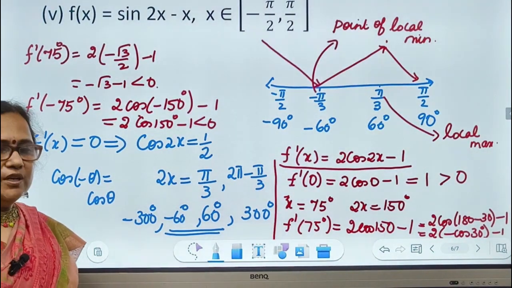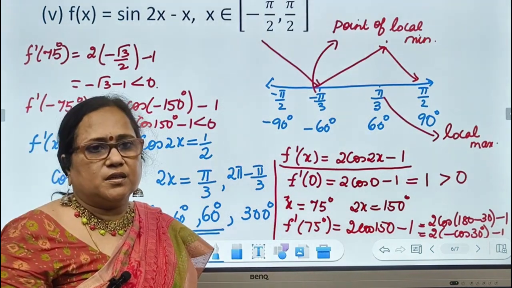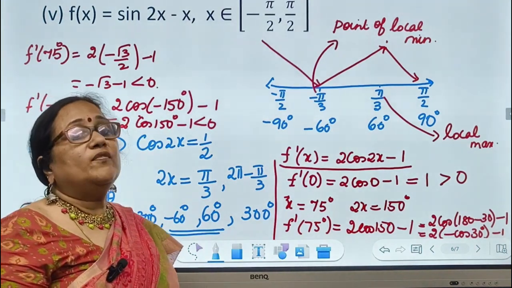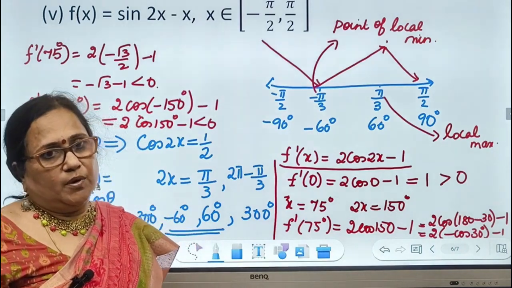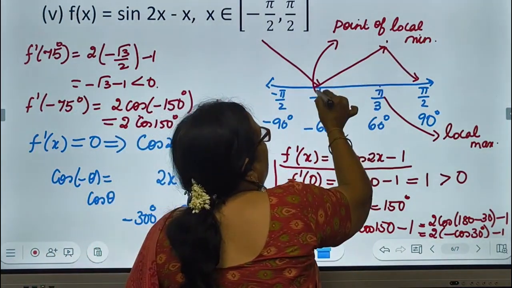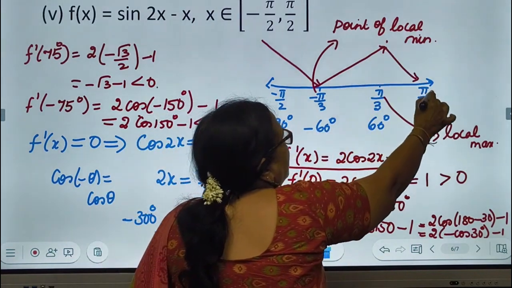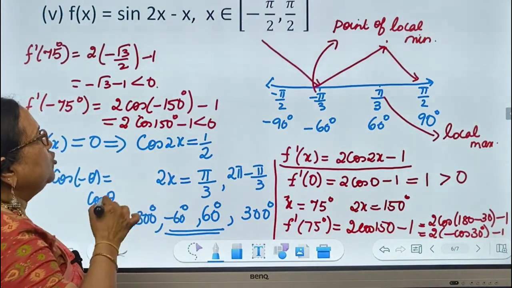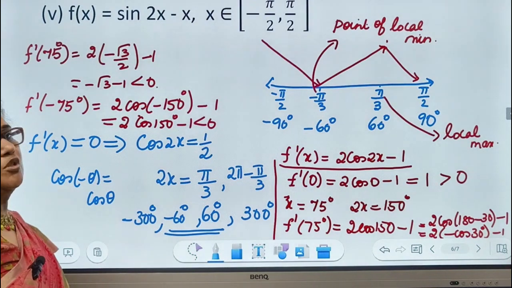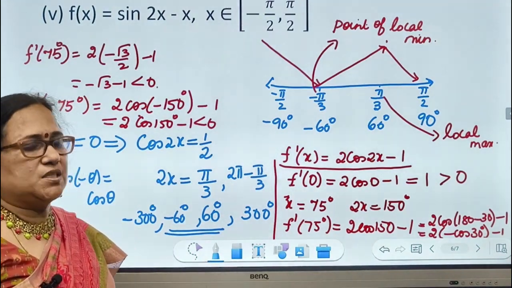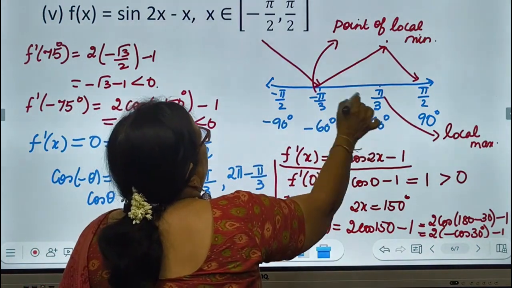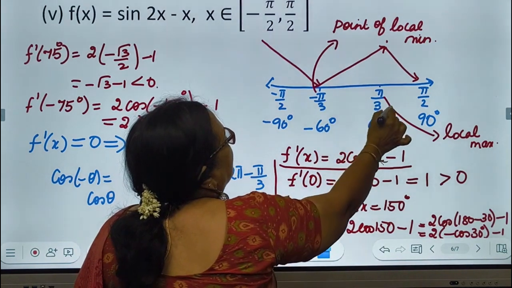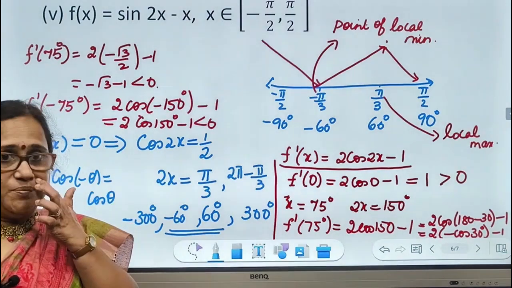So we have been doing this even in our earlier sessions about increasing and decreasing. We have now just extended the idea to conclude whether a function has local maxima or minima. If it decreases and then increases, you have a point of local minimum. If it increases and then decreases, we have a point of local maximum. Since we are using the first derivative to make our conclusions, this is called the first derivative test. So by the first derivative test, we can conclude that x equal to minus pi by 3 is a point of local minimum and x equal to pi by 3 is a point of local maximum.